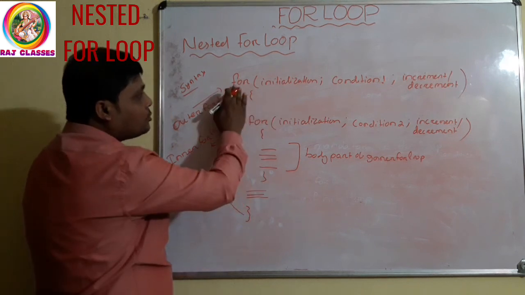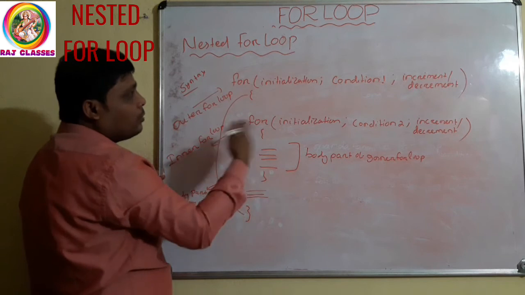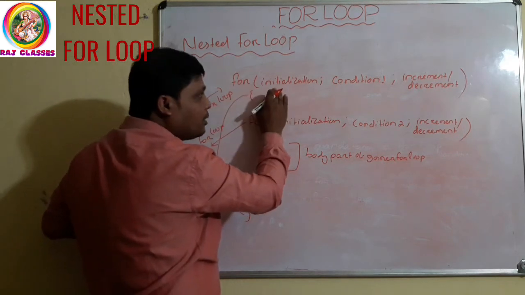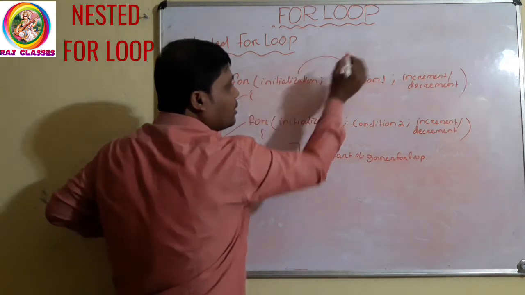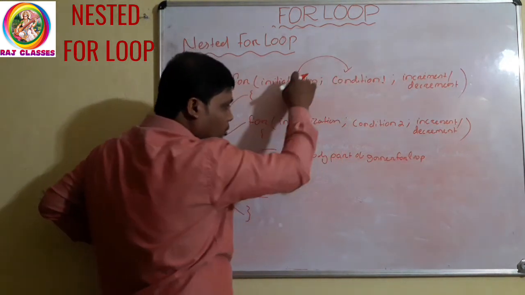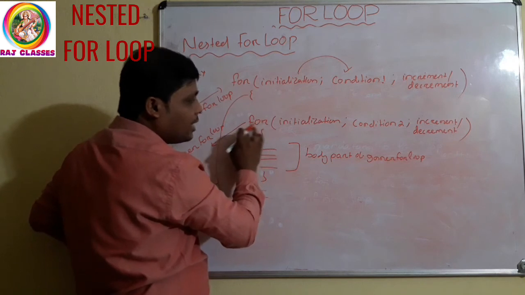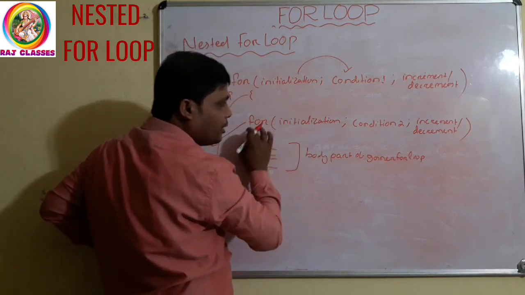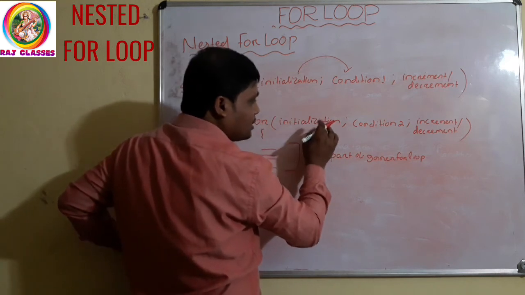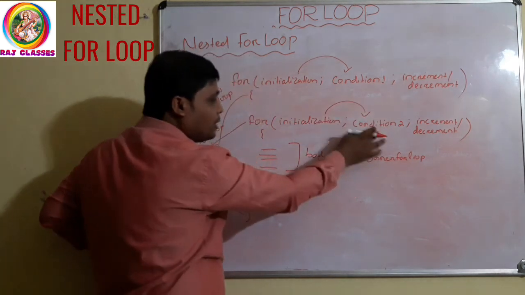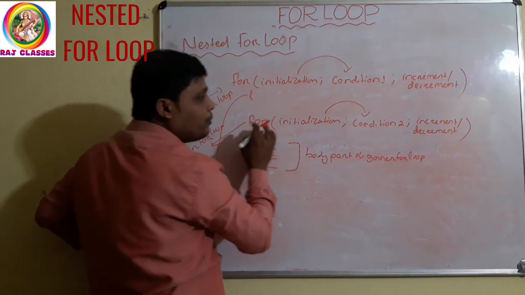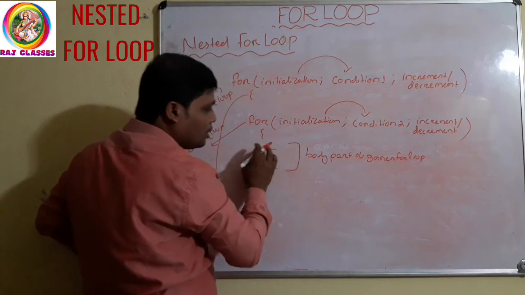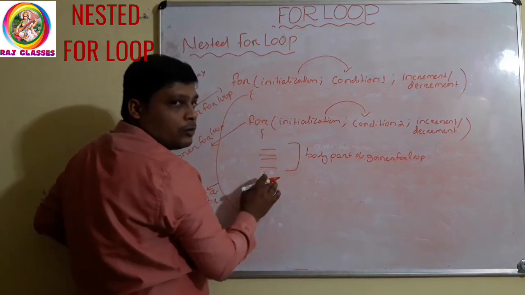Clear? First, what will happen? How will this nested for loop execute? First, initialization of the outer for loop will be done. Then it will go to which part? The condition part. If the condition is true, it will go inside the for loop. And there is another for loop there. It will go to the initialization part of the inner for loop, and then to the condition part of this inner for loop. If this condition 2 is also true, then it will go to the body part of the inner for loop.